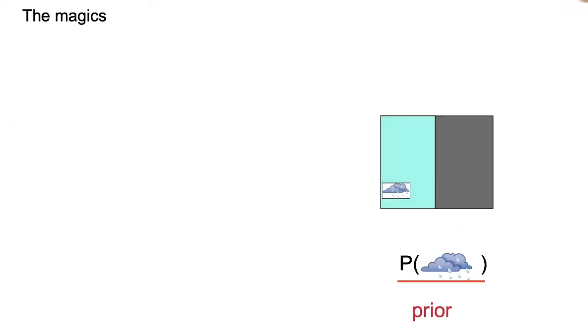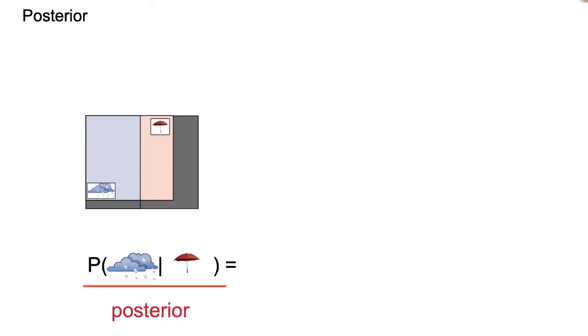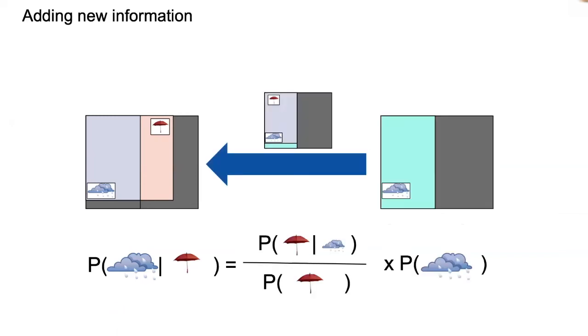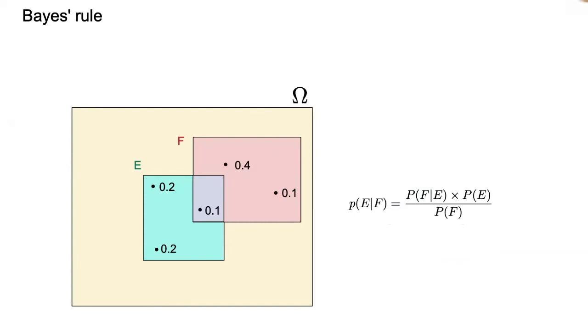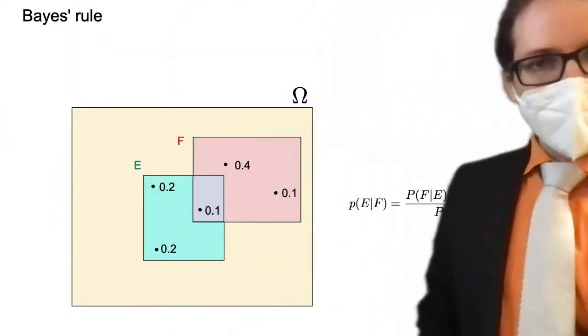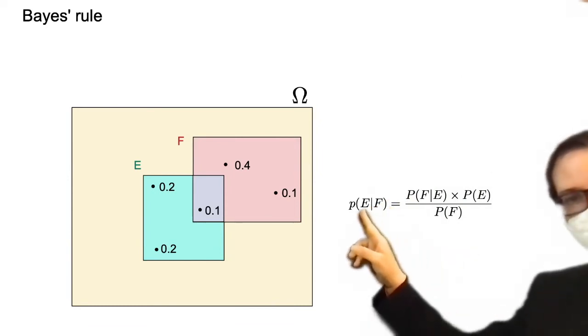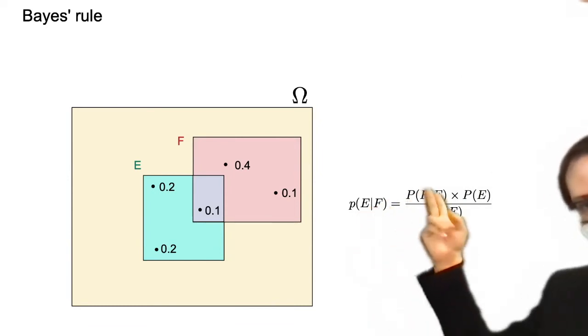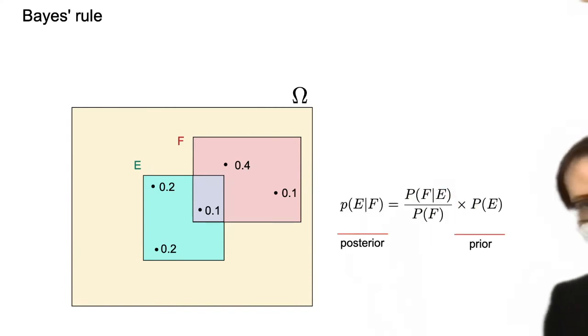I'm repeating, but this is very important. This is the prior. Then we update it with this multiplication and division, and we get the posterior. So this is before the information, after the information. And here I do it again. This is the Bayes rule, where you have the probability of E given F computed by swapping the sides right there.